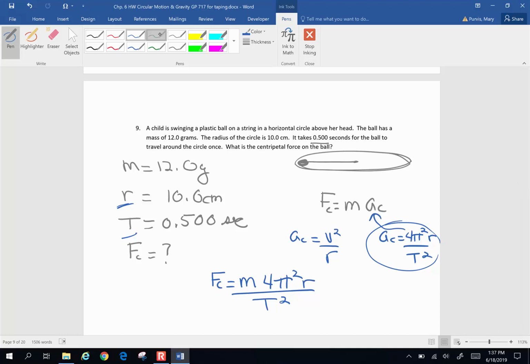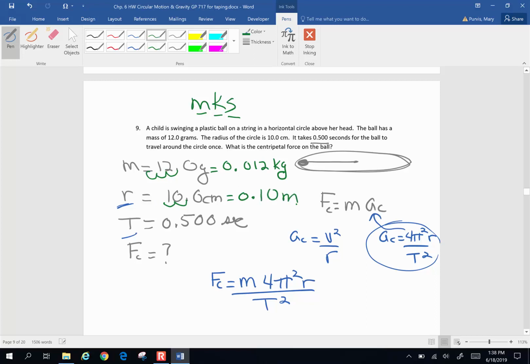And before we can put the numbers in there, we have to do one more thing, and that is, when in doubt in physics, go to the MKS units, meters, kilograms, and seconds. So this, moving 3 decimals over, is going to be 0.012 kilograms. Meters, so this is going to be 0.10 meters. And now we're ready to put our numbers into our equation.